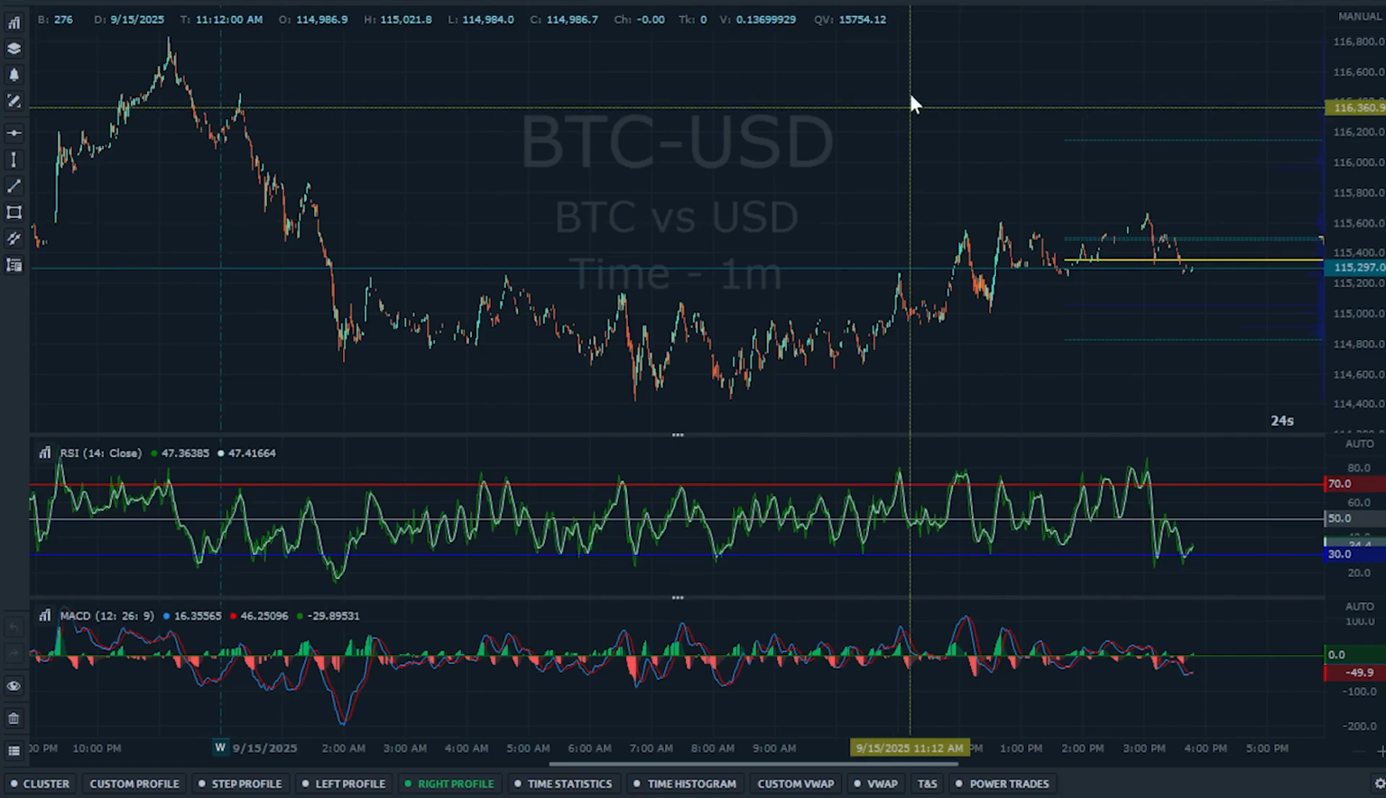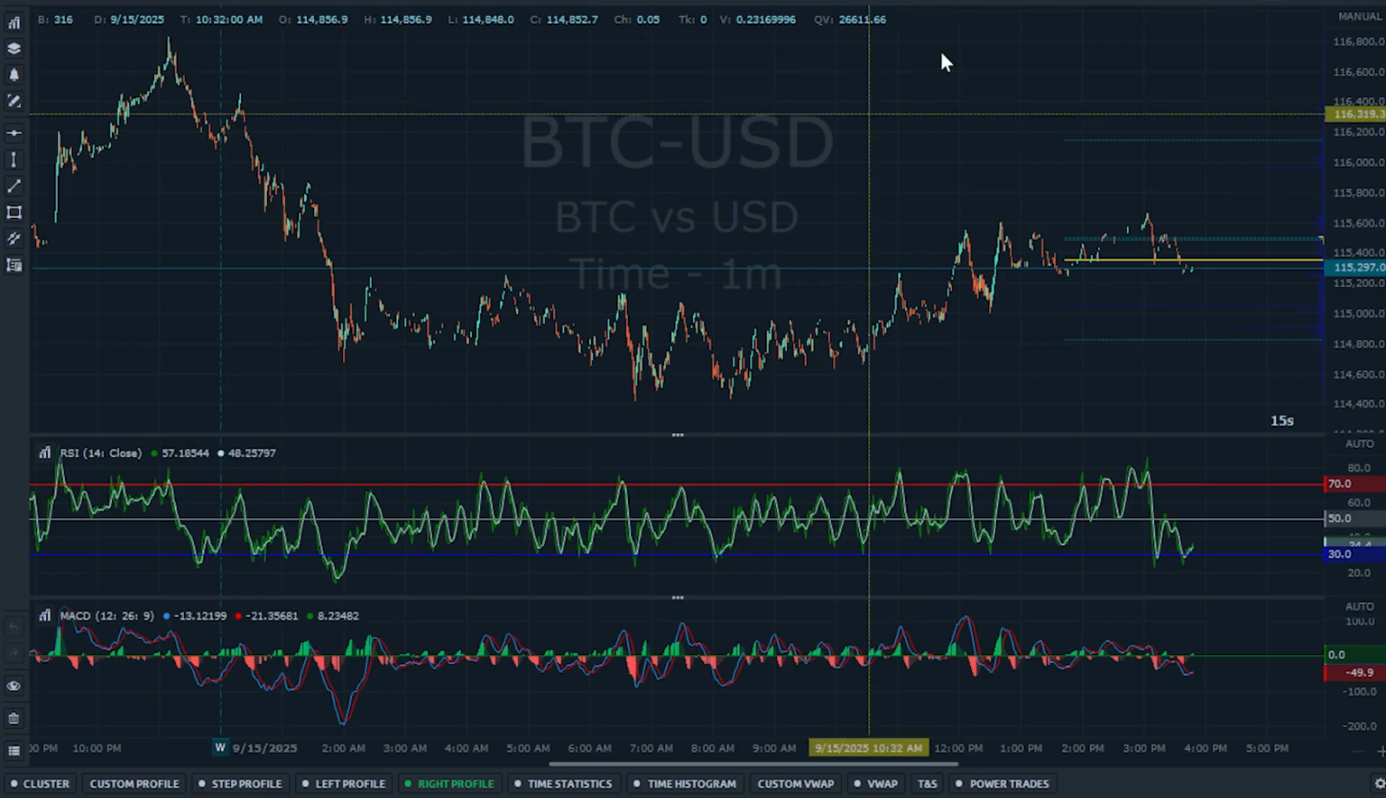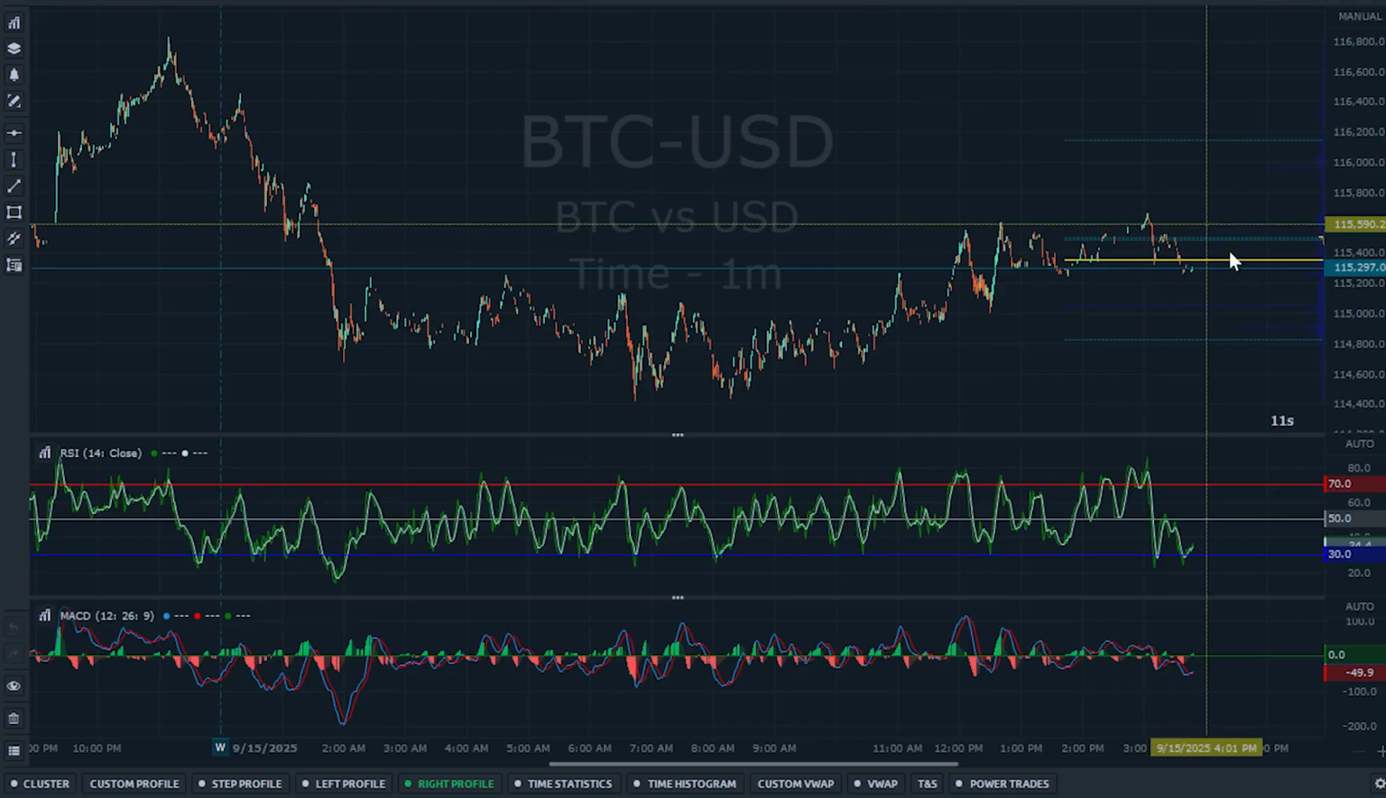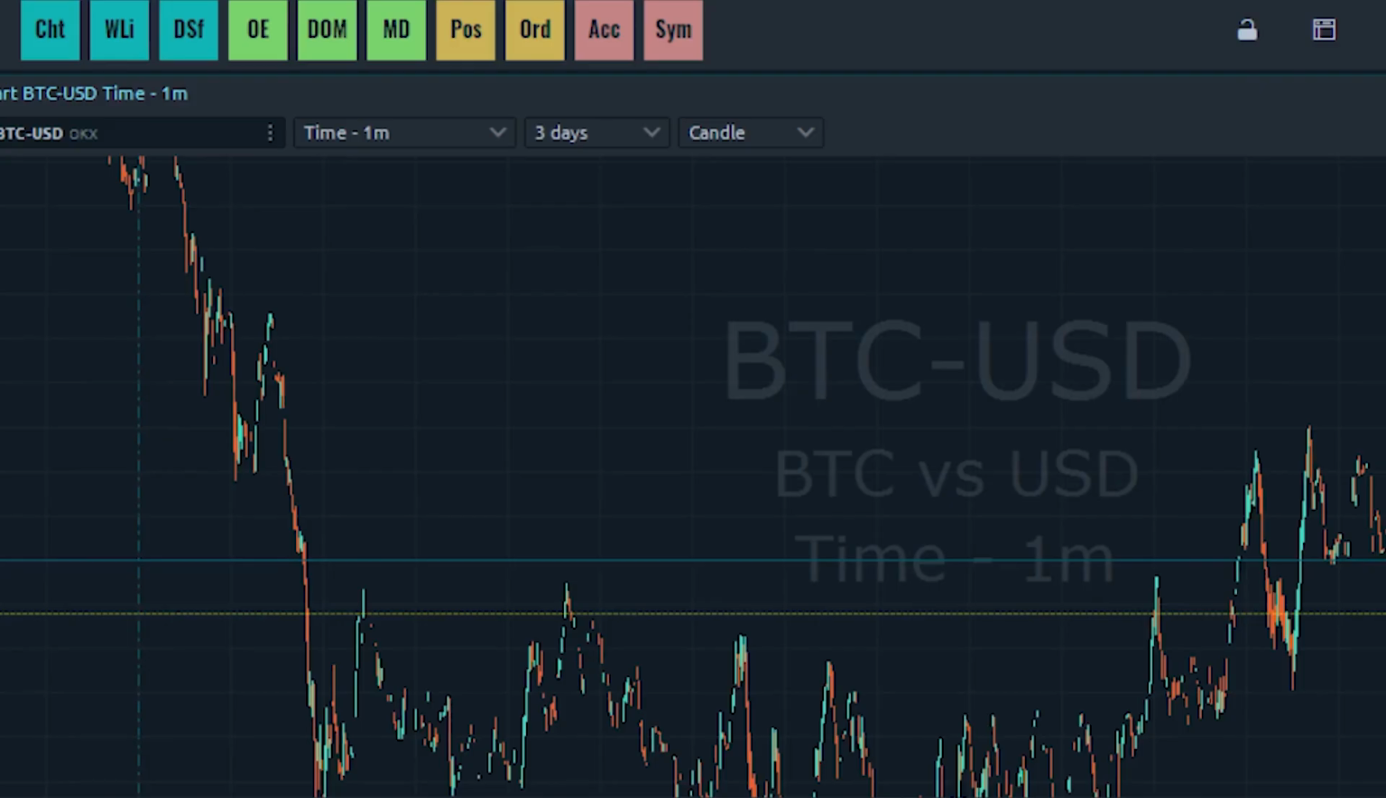I want to take a closer look at Quantower's charting capabilities here, because this is how a lot of traders are going to interact with the platform and where you're going to spend a lot of your time. As you can see here, we're looking at a chart of Bitcoin price relative to the US dollar. These charts to me seem really clean, and I really like how flexible they are.